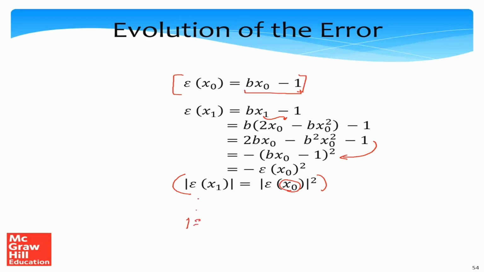Similarly, we can extend this argument. We can say that the error at any point xn is equal to the error at x of n minus 1 squared, which is equal to the error at x of n minus 2 to the power 4, and so on. So we will use this result.